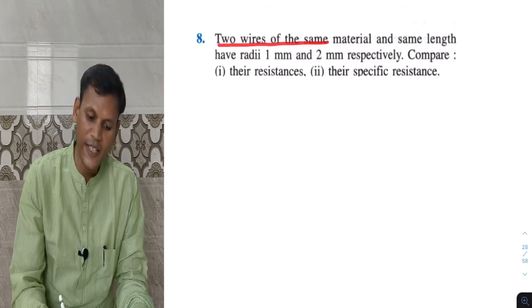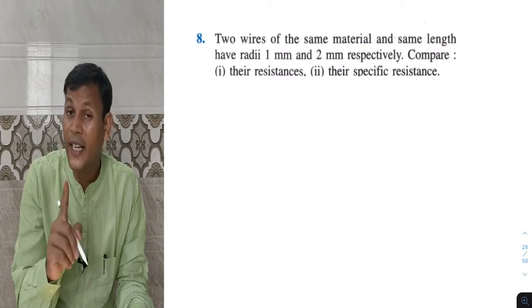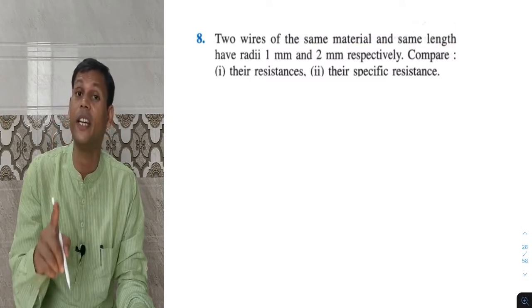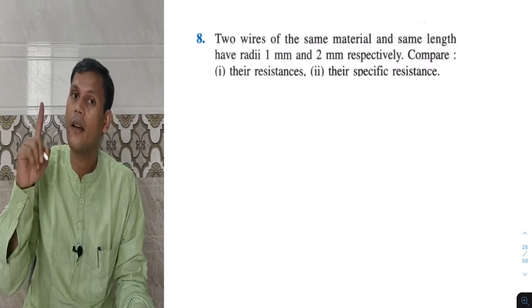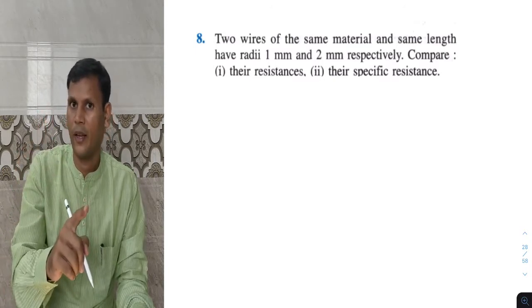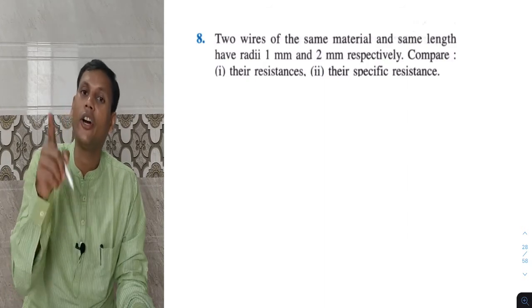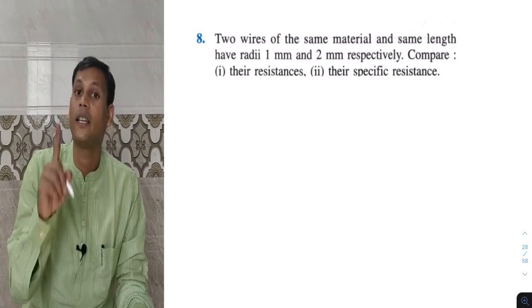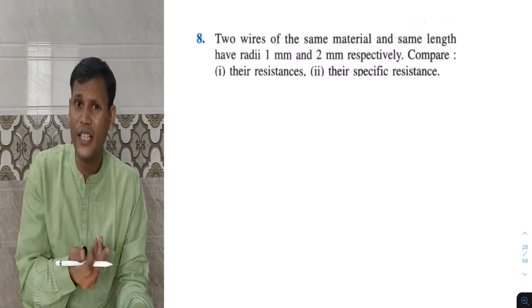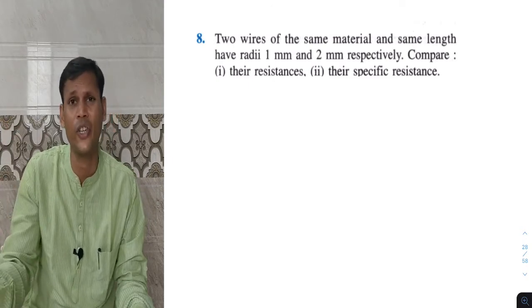Two wires of same material and same length. Material is same. Resistivity remains same when material remains same, because resistivity depends on the nature of the material, it does not depend on the dimensions. Means resistivity does not depend on the length, area of cross section, temperature.